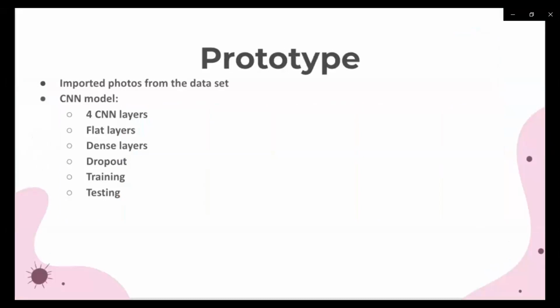In the prototype, we started by importing the photos from the dataset. We chose a small dataset consisting of 746 images. We split it into two, 640 images for the training and 106 for the testing. The 640 images had positive cases and negative cases, as well as the 106 images. The model consisted of 4 different CNN layers, flat layers, dense layers, dropout, training, and testing sections. I will be talking about them in detail now.